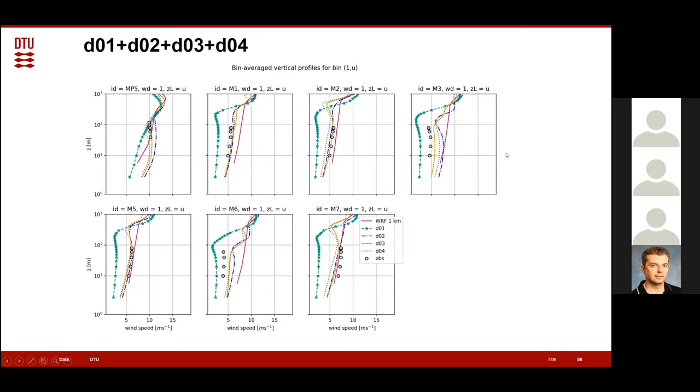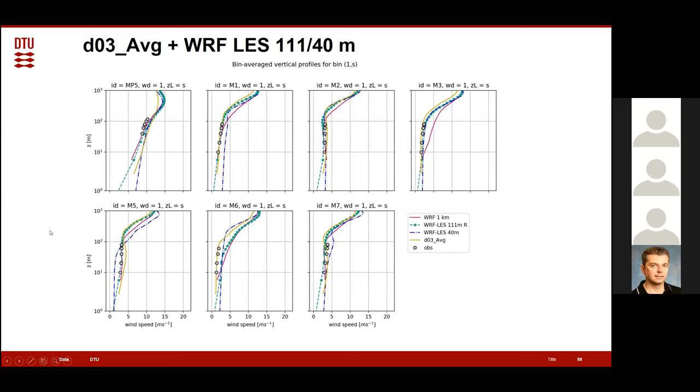So all in all, looking at those figures, it seems that DO3 based results are giving the best compromise. And for that reason, I also chose to go on with using these DO3 results and comparing them to the LES. We can see that at M6, which is no surprise, we are doing quite good.